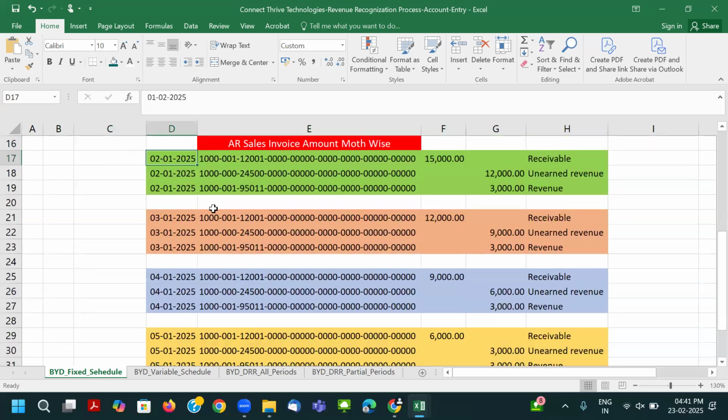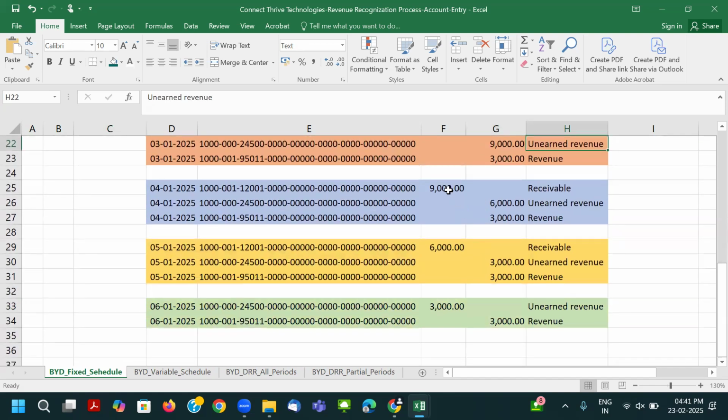When it comes to the month of February, this is a total 15,000 invoice amount. There we are recognizing 3,000 for the first month. The remaining unearned amount will be 12,000. When we run the same revenue recognition for the second month, this unearned amount comes as an outstanding receivable from the customer. Out of 12,000, we will recognize 3,000 in the second month. The remaining 9,000 will be recorded as unearned revenue.